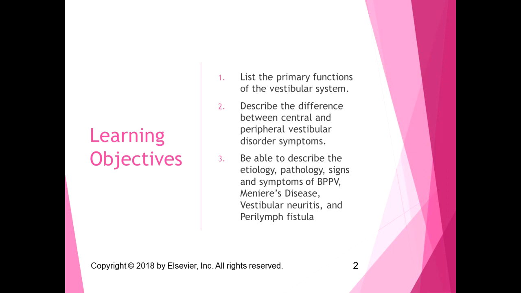I want you to be able to list the primary functions of the vestibular system, describe briefly the difference between central and peripheral vestibular disorder symptoms, and to be able to describe the pathology, etiology, signs, and symptoms of BPPV, which is benign paroxysmal positional vertigo, Meniere's disease, vestibular neuritis, and perilymph fistula. We'll talk briefly about vestibular rehabilitation.